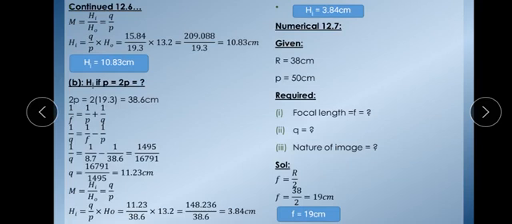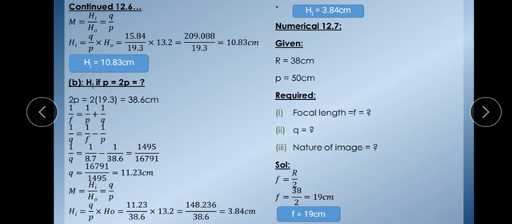I'm your physics teacher, and in today's lecture we are going to solve the remaining portion of the numericals of physics of 10th class, chapter number 12, geometric optics. Students, in the previous lecture and previous video we have discussed the numericals up to 12.6 part 1. So we are going to start from part 2 of 12.6, and we have to find the magnification or height of image in part 1.